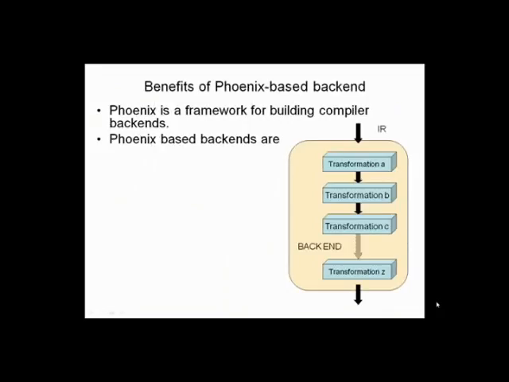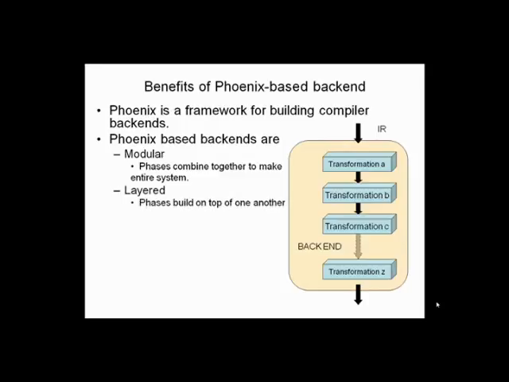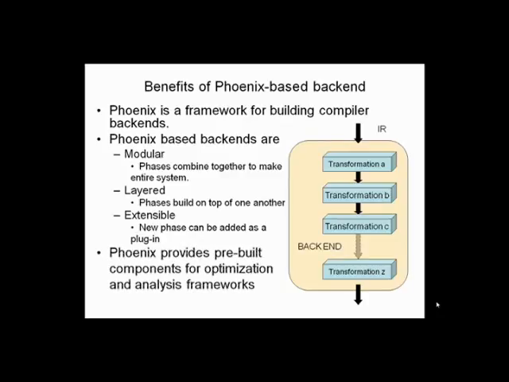The CompilerScope works with the Phoenix based backends, and there are many advantages of using a Phoenix based backend. The Phoenix backends are modular, as different phases combine together to make the entire system. They are layered and the phases are built on top of one another. They are extensible as new phases can be added easily, and also Phoenix provides a lot of pre-built components for optimization analysis frameworks, which really helps to build backends really fast.